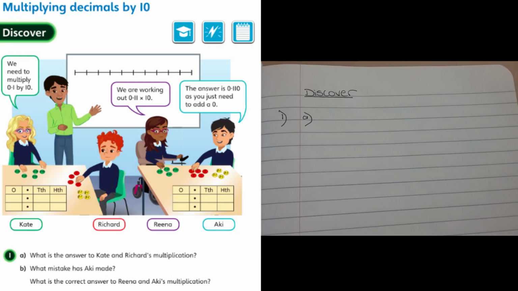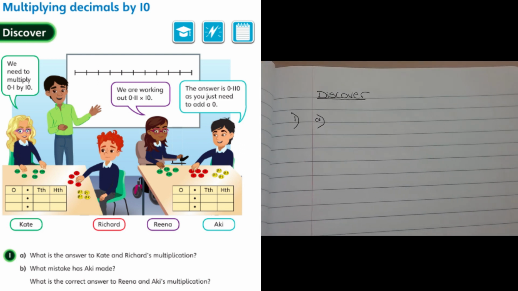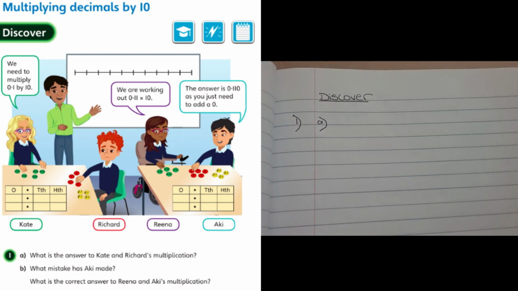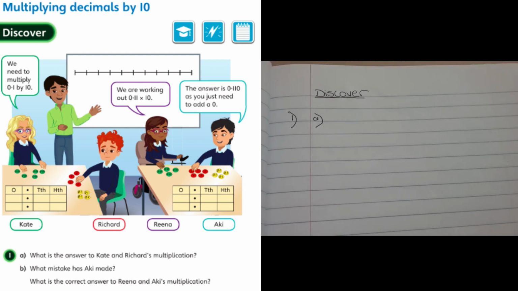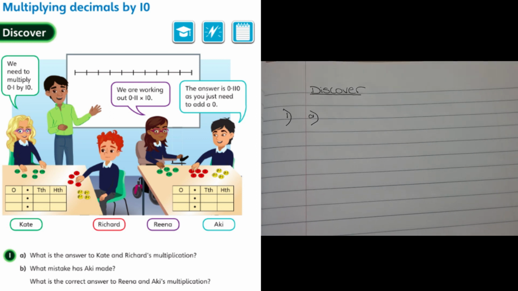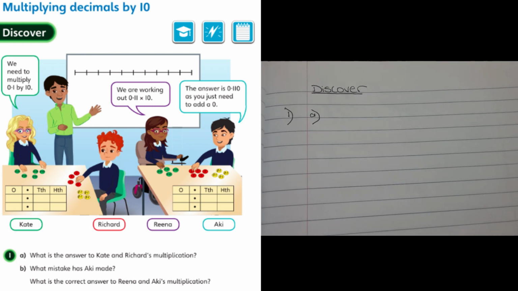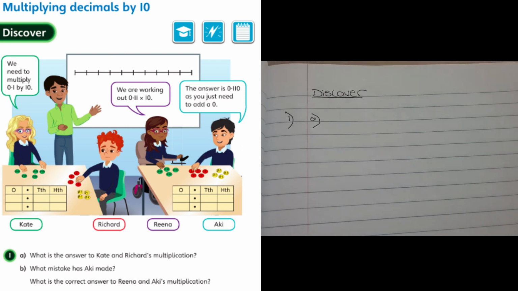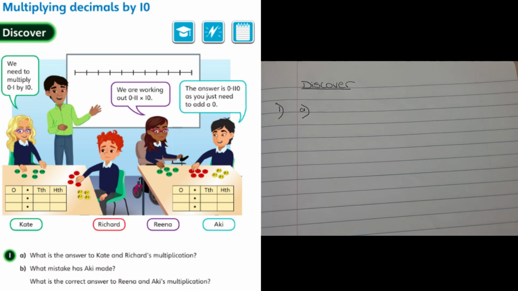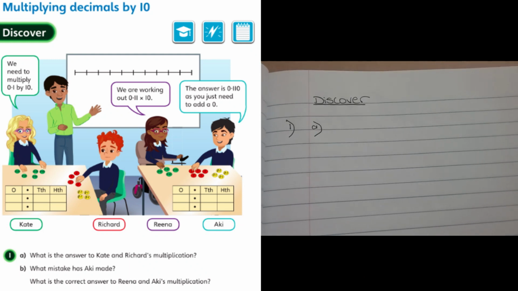All right, now we've moved on to the discover portion. There I see in our picture that we have some students in math class, Kate, Richard, Rena, and Aki, and it looks like they're multiplying things by 10. Kate has said we need to multiply 0.1 by 10, and she's working with Richard and they're using a place value chart. At the other table, Rena said we are working out 0.11 times 10. And Aki said in response to her, the answer is 0.110, as you just need to add a 0. I think I see a problem with that, but we'll get there.